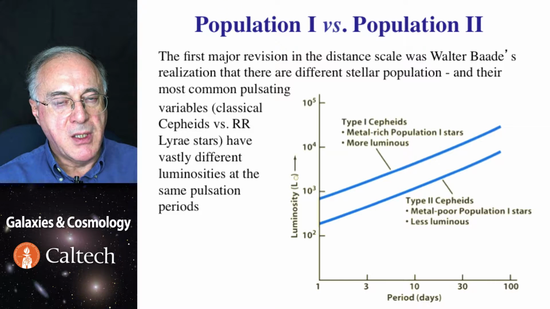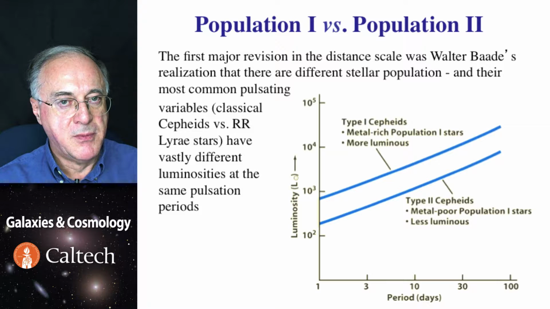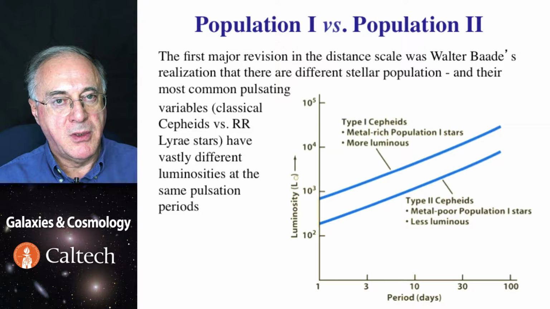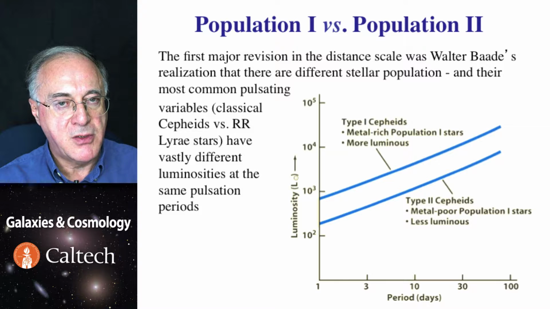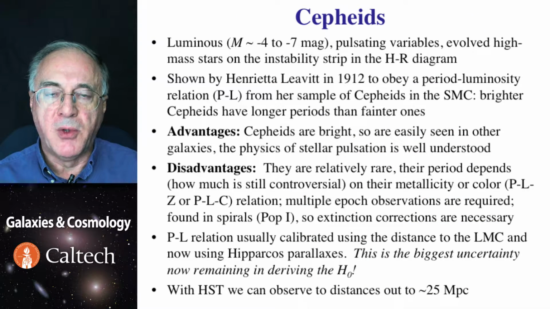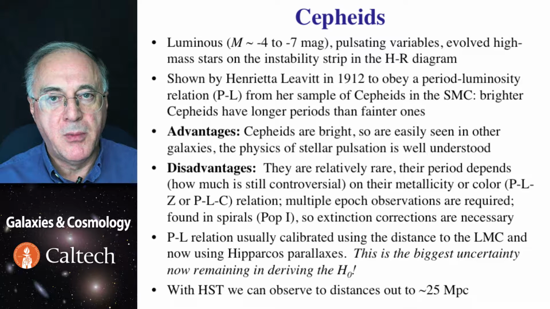But people were confusing RR Lyrae, which are much dimmer than Cepheids, with Cepheids themselves. And that confusion led to an error factor of 2 in the distance scale. Once Walter Baade understood that there really are 2 different kinds of period-luminosity relations, that error was corrected. Let's talk about Cepheids in more detail, because they remain among the most important distance indicators altogether.